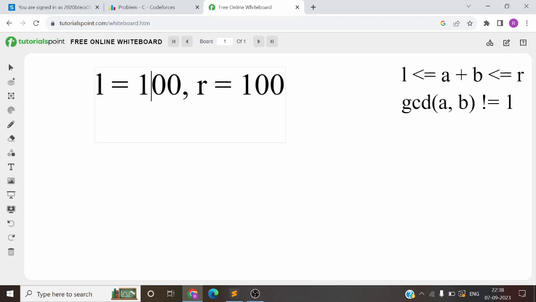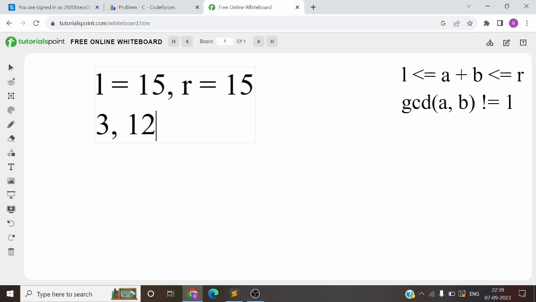But if L and R are both odd, let's take 15 and 15. If both are odd, then we will try to find a divisor of it. What is a divisor of 15? 3. So we will take 3 and 12. Now think of it. 3 and 12 give us the sum 15, which lies between them, and 3 and 12 will always have a GCD equal to 3 because we have taken a divisor, so if there is a divisor, there will be another one as well.